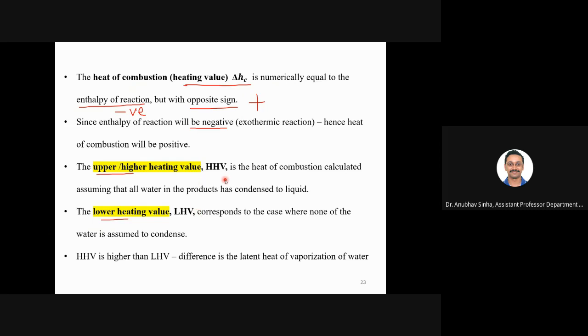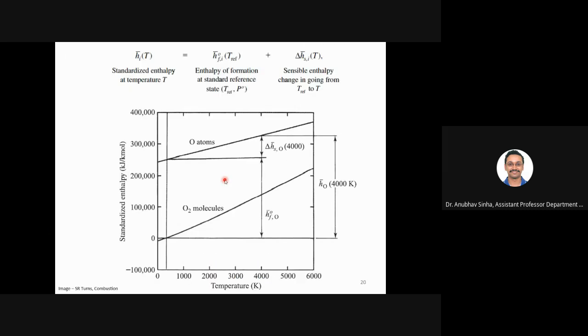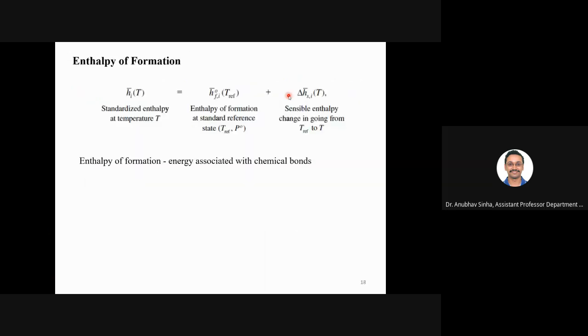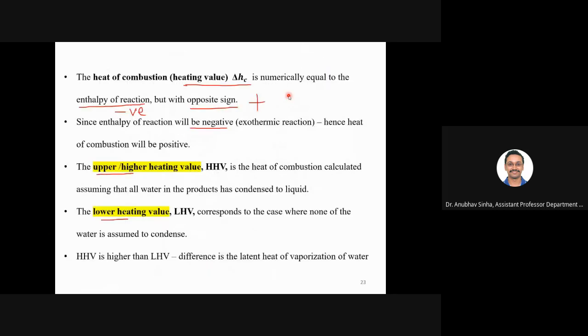So basically, let us go back. When you are burning a hydrocarbon, or let us say a hydrogen fuel also, what you see at the end in the products is that water is also there, right? Now water could be in vapor form or it could also get condensed somewhere. So there are two possibilities when you are talking about water. By considering those two possibilities, we define higher heating value and lower heating value.